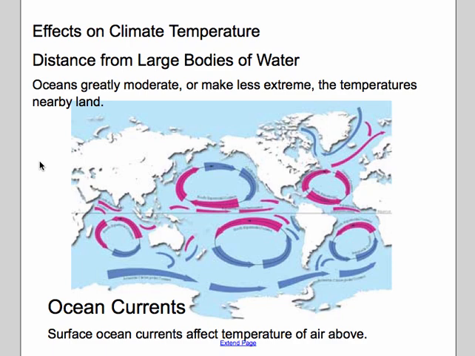Another thing that affects the temperature is how close you are to large bodies of water. And then the fourth thing would be, okay, considering how close you are or far away from a large body of water, and if it's an ocean or a sea, what is the current? Is it warm or cold? So your distance from large bodies of water greatly moderates. The closer you are, it moderates your climate. It makes it less extreme. The temperatures nearby, because of that water, compared to being in the middle of a continent, are going to be moderated.